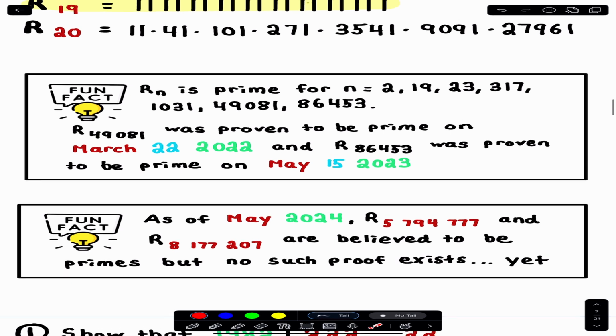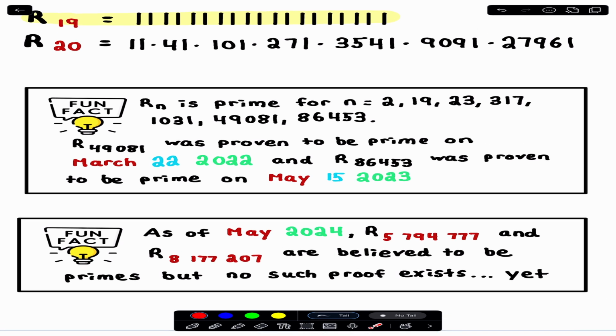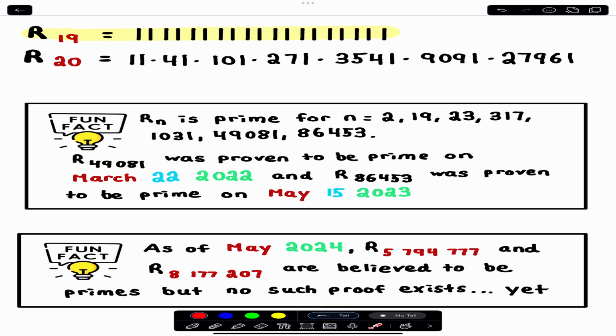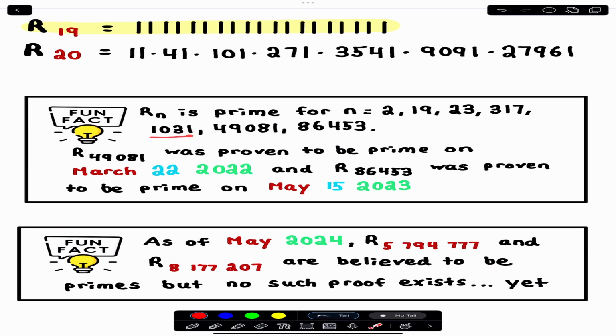And here's a little fun fact. So this whole discussion about rep units and which rep units are prime is actually quite a modern area of study. So we can see here Rn is prime for a few values. So 2, 19, as we just saw. If we continued a little further, we would get to 23. So that's 23 copies of 1. That is prime. But then it takes a while to get to the next one, 317. That's 317 copies of 1. So that's the next prime after 23.